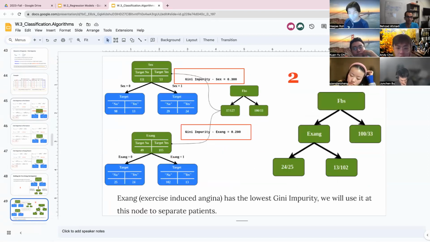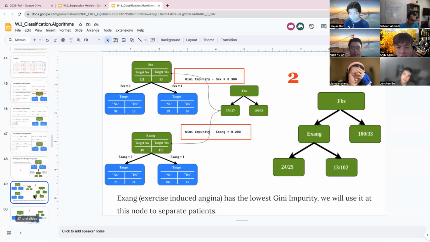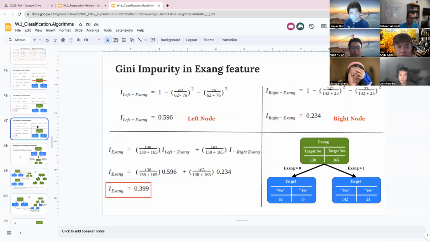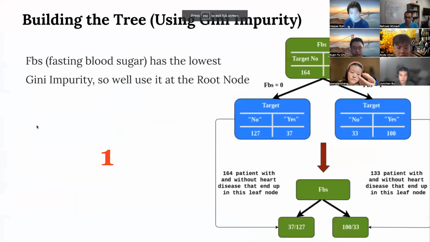We split by FBS on the first one, and we end up with whatever we get. Then we have 2 nodes, and then we have to start computing what to split on. And we may even need to split by exang or something else and continue doing this, right? So I'm going to actually stop here. Let me see if I have the animations here.